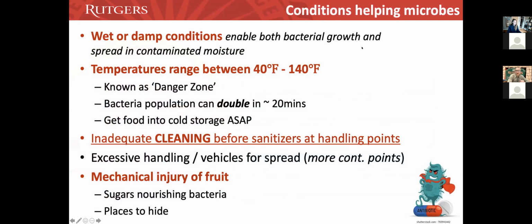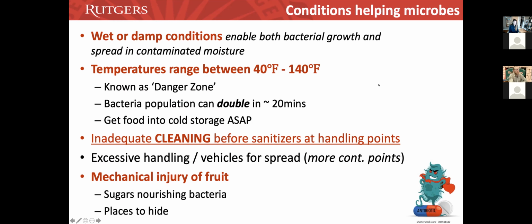So some conditions that help microbes are wet or damp conditions. If you can track the water, you can usually find the microbes. And that's the same principle that I talk a lot about when talking about plant diseases: if you find the water, you find the pathogen. And that same instance is true when we're talking about biofilm formation. Not only do they enable the bacteria to grow, it also provides them with a mode of transportation to a new location.